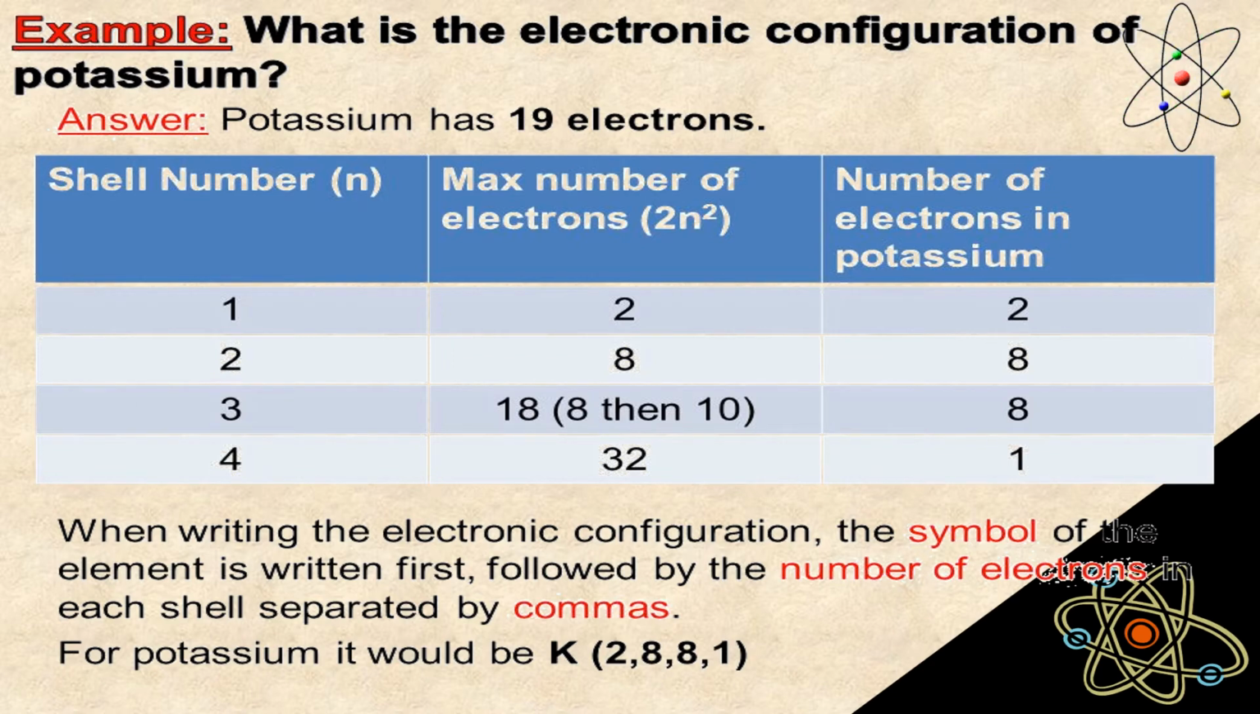When writing the electronic configuration, the symbol of the element is written first, followed by the number of electrons in each shell, separated by commas. For example, the symbol of potassium is K. Okay? So we will write K, put a bracket, and write its electronic configuration, that is 2, 8, 8, 1. Okay. I hope this is clear.